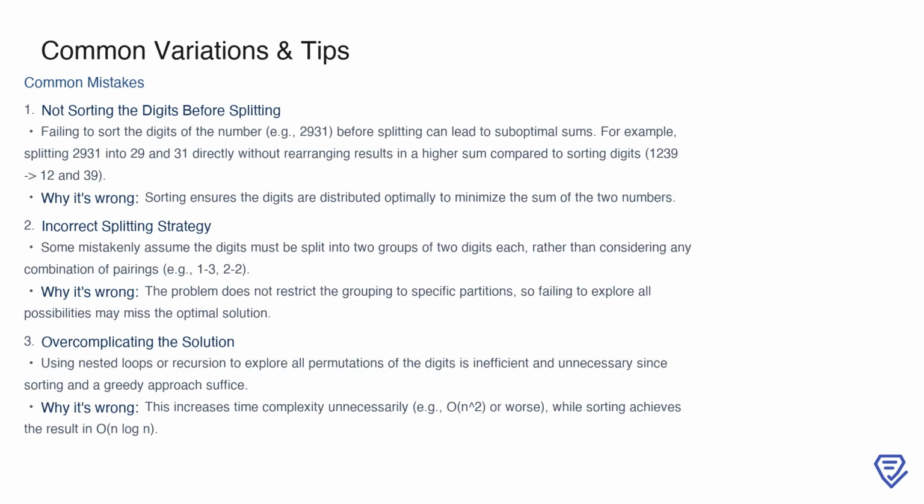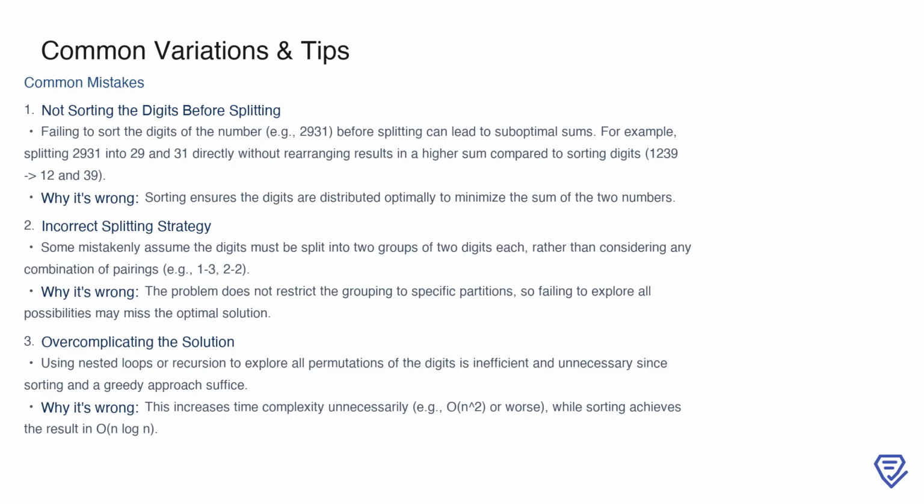When solving this problem, there are a few common mistakes to watch out for. First, not sorting the digits before splitting them is a frequent error. Sorting ensures that the smaller digits are placed in lower place values, which minimizes the sum of the two numbers. For example, with the digits 2931, if you split it directly into 29 and 31 without sorting, the sum is higher than if you first sort the digits to 1239 and split them into 12 and 39. Sorting is essential because it guarantees the most efficient distribution of digits. Another mistake is using an incorrect splitting strategy.